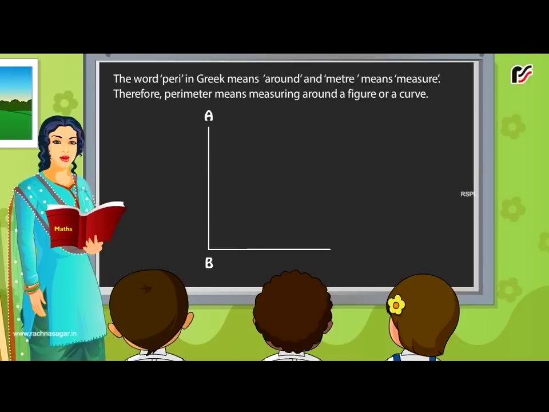Now, look at another figure. Here, if we start at A, we will end up at D. We cannot come back to A, so we cannot find its perimeter because it is an open figure.